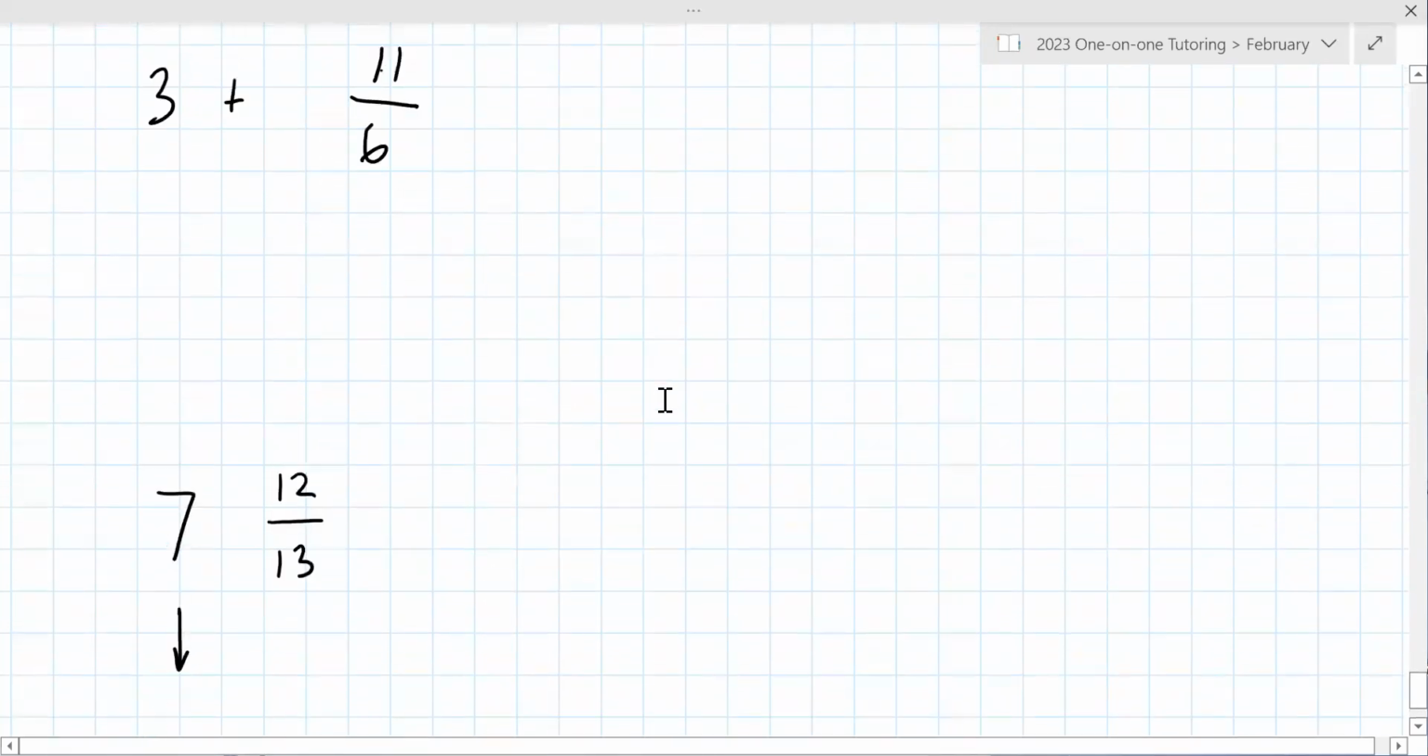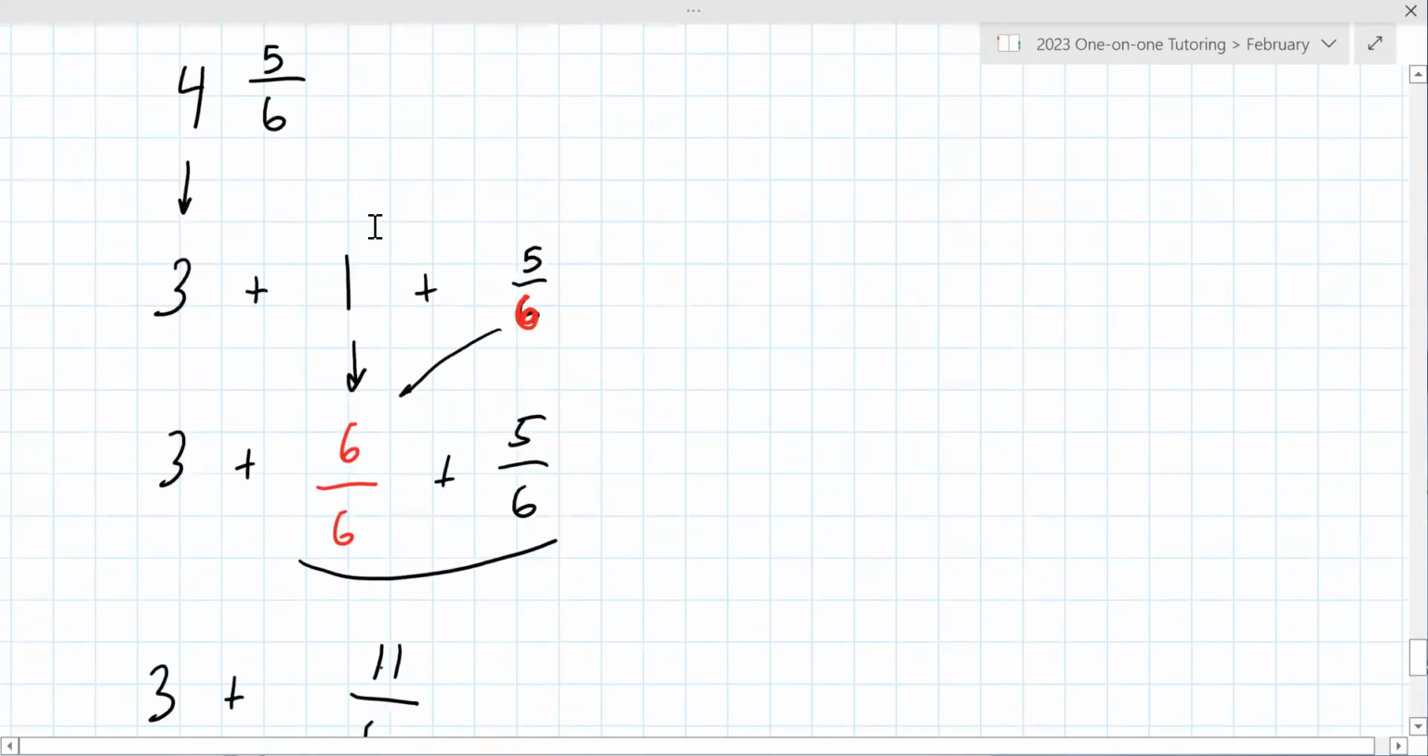Okay, let's go back and look at the previous problem. What did the 1 become in the previous problem? A 6. Not just 6. 6 over 6. Yes, and why was it 6? Why wasn't it 10? Because it was a fraction.